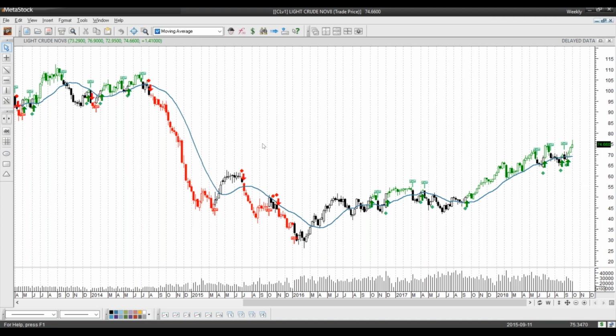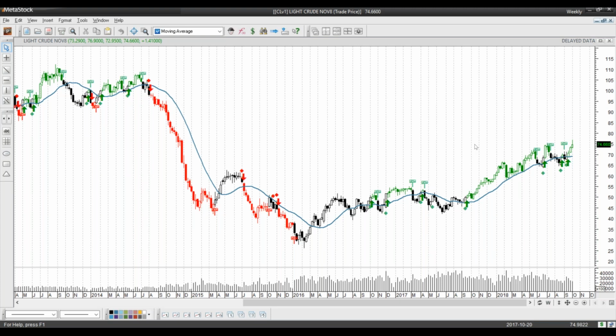So again, you don't have to trade it on a weekly, but you could use this to determine your trend and then switch to the daily or the hourly or the 5-minute and look for trade setups in that direction with slope, and you will do very well on here.